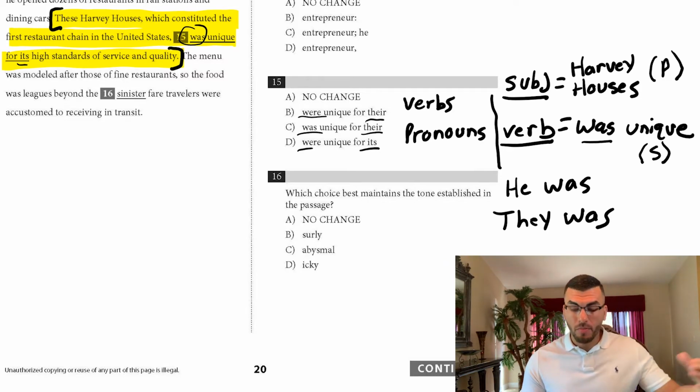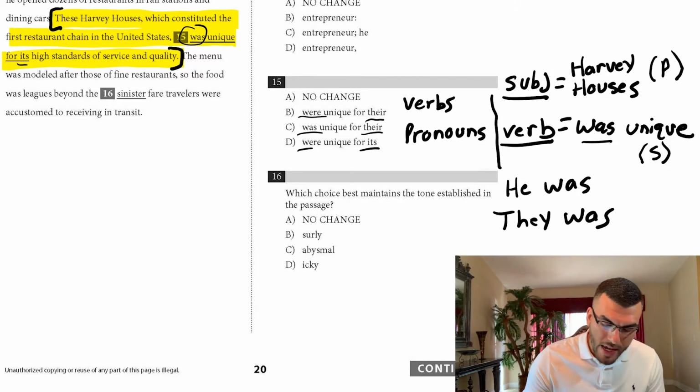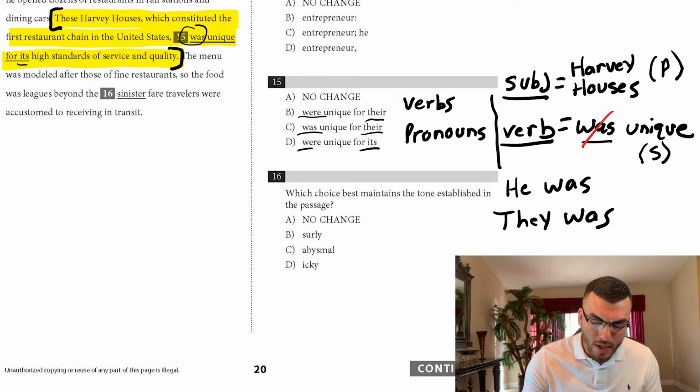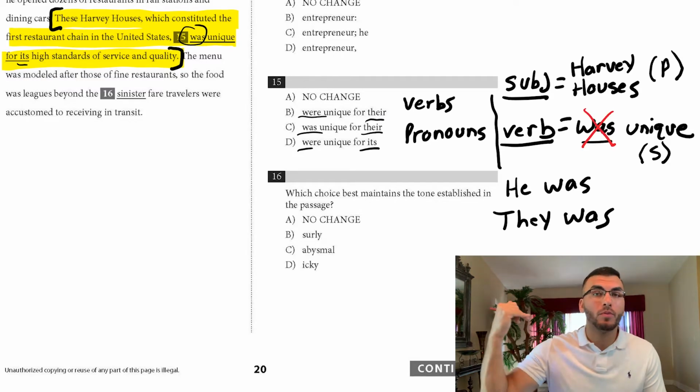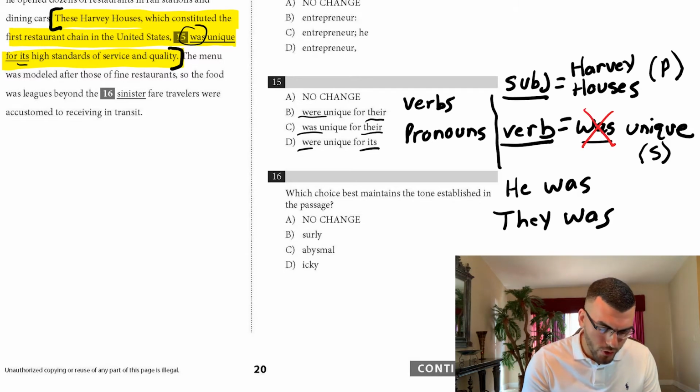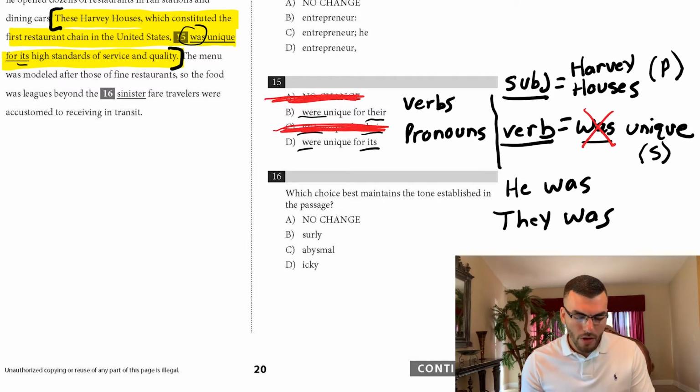All right, so we have a plural subject and a singular verb. Are those in agreement with each other? No, we have a grammar error and we need to correct it. So any answer choice that has was, you can go ahead and cross it off because it clearly does not match up with the plural subject. So choice A has was and choice C has was. Remember, cross out the entire answer choice. Okay, so now we're between B and D.